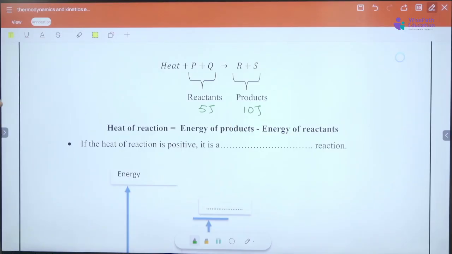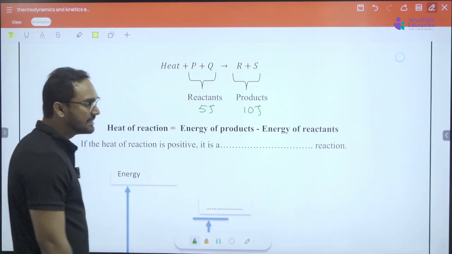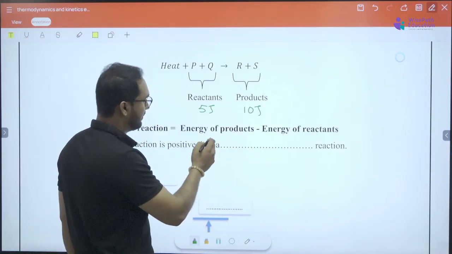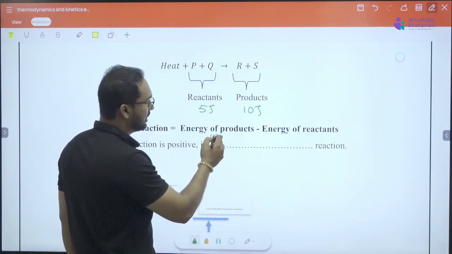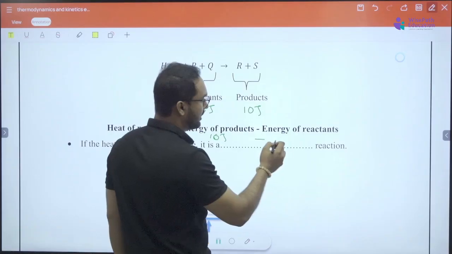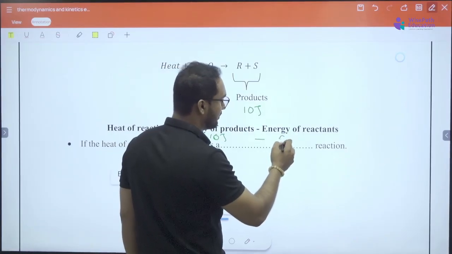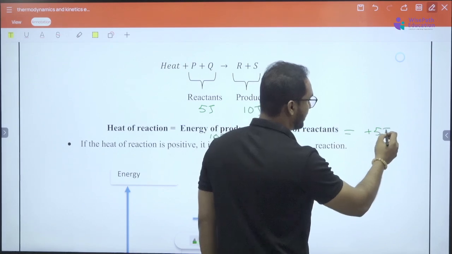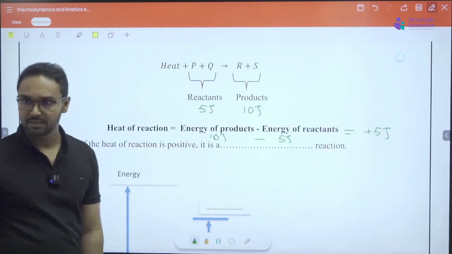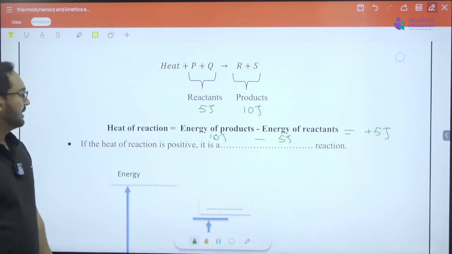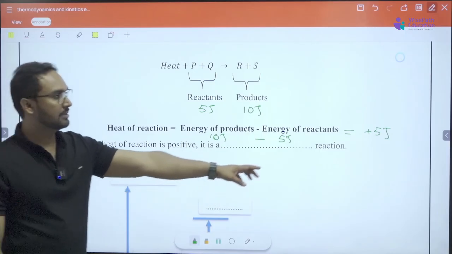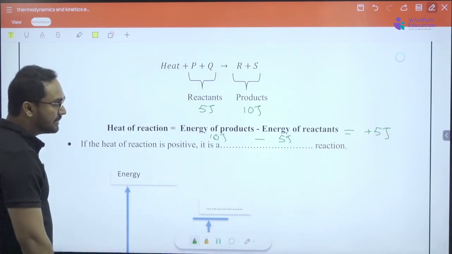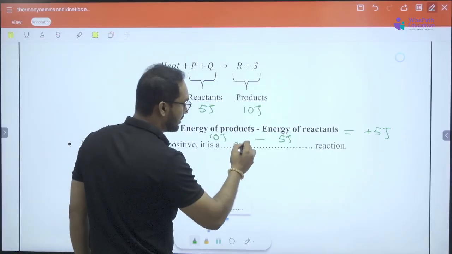So if the heat of reaction is positive, so the heat of reaction, what do you get here now? If I apply the values, the energy of the product is 10 joules minus the energy of the reactant is 5 joules, and the answer is plus 5, right? You don't have to write the plus, but it's a plus 5, isn't it? So if the heat of reaction is positive, meaning the value is a positive value, it is an endothermic reaction.